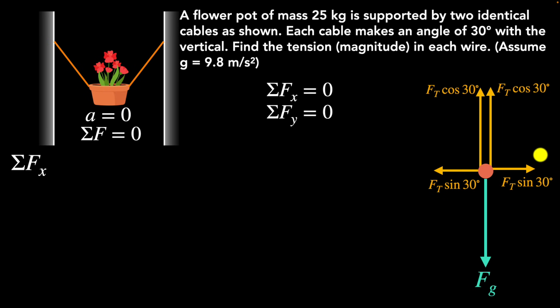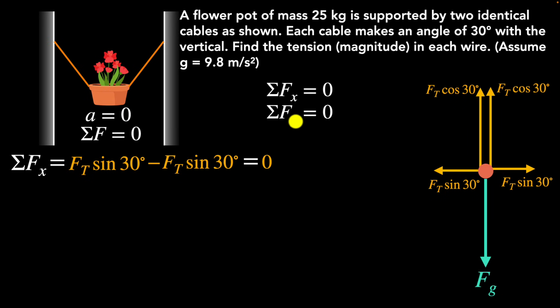Again, choose one direction to be positive. Let me choose right side to be positive. If I do that, this will be a positive number, this will be a negative number, and so that'll get Ft sine 30 minus Ft sine 30, which is 0. So look, the net force in the x direction is independent of the values of Ft. Whatever is the value of the tension force, this number will always be 0. So this is not going to help me.